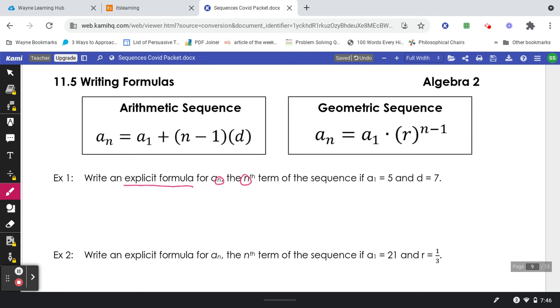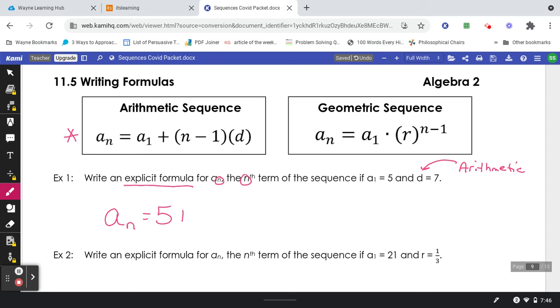So example number 1, write an explicit formula for a sub n, the nth term of the sequence, if a sub 1 is 5 and d equals 7. So d equals 7 tells you automatically that it's arithmetic. And so we know which formula we're going to be using, this one right here. And you want to leave all of your n's as n's and plug in the rest of the numbers.